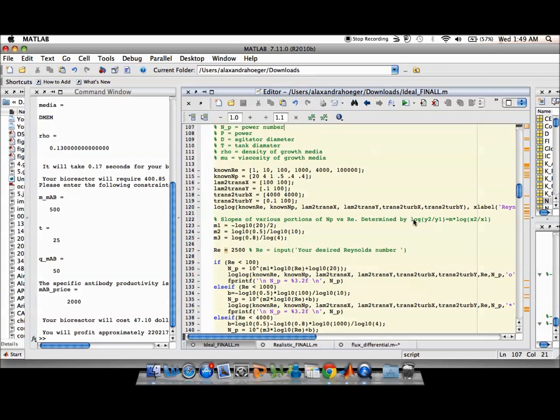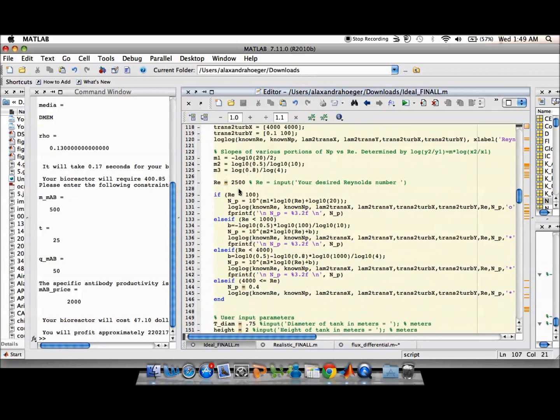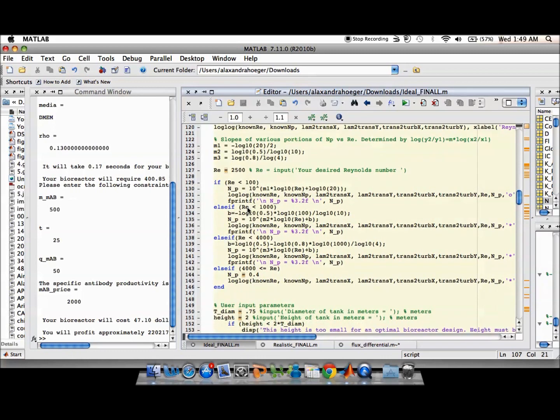And then here I just explain how I determined it. And then we have our input Reynolds number. And here's the bulk of the code. So it uses if, else if statements to determine which line equation it's going to use to calculate the power number. So right here, if the Reynolds number is less than 100, then MATLAB will use this equation for power number, and it will print that.